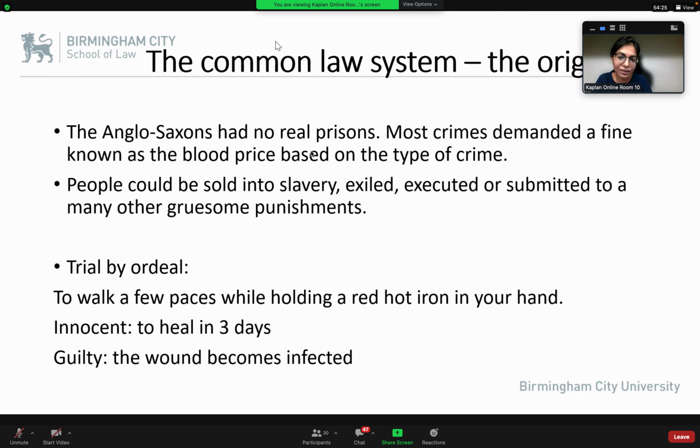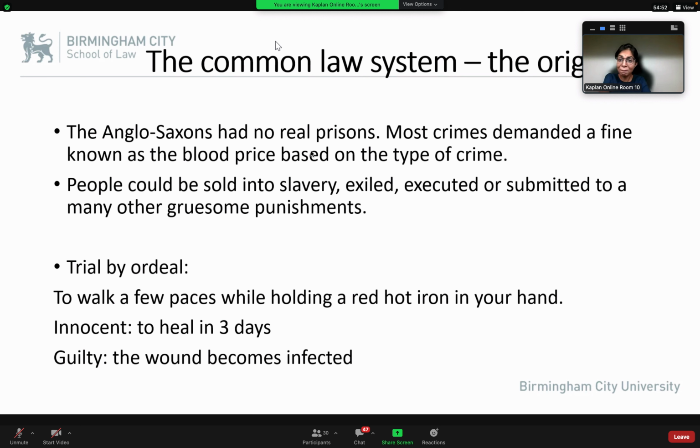Then, over time, the Anglo-Saxon society came up with this idea called trial by ordeal. What does it mean? It means that if, let's say, I come to the judge, the king, and I tell the king, Shin stole my goat. Now Shin says, no, I did not steal her goat. So how do we know who's telling the truth here?